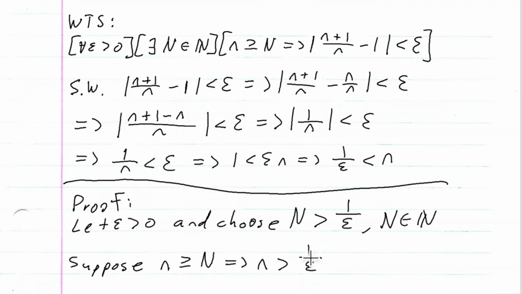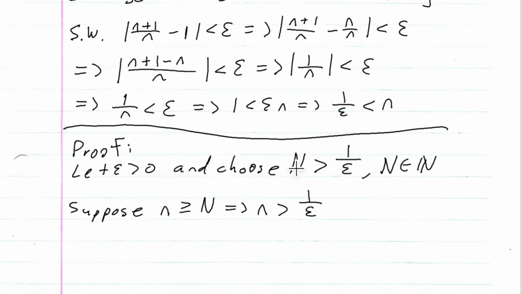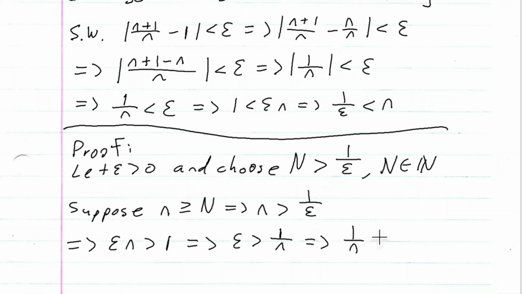Okay, now we got to do some algebra in order to get to here. And I'm going to use my scratch work a little to help me out, right? Okay, so we have that here. Of course, this implies that epsilon n is bigger than 1, which implies that epsilon is bigger than 1 over n. Or we can write this as 1 over n is less than epsilon, right? Okay, so this implies that the absolute value of 1 over n is less than epsilon.